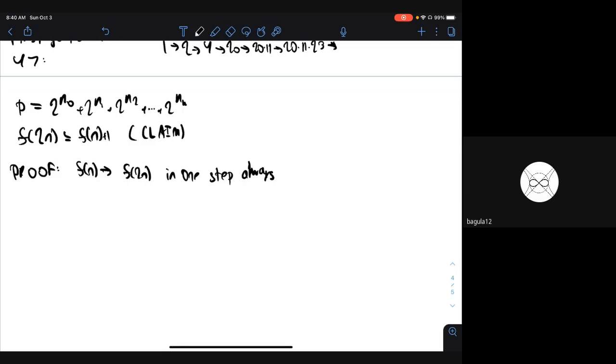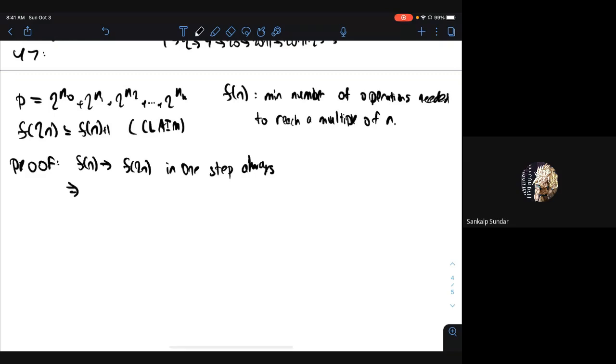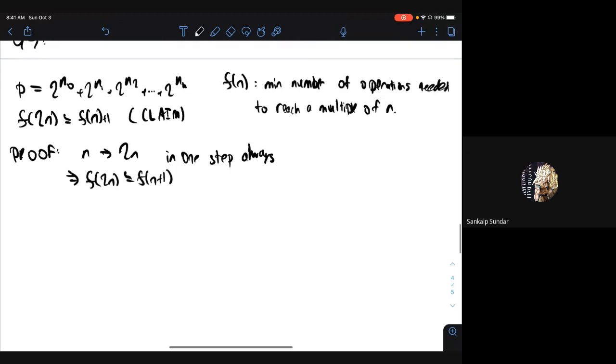What does the function f represent? Oh yeah, okay. So this is fine. So that's less than or equal to, right? This just implies that f of 2n is less than or equal to f of n plus 1. I meant to write n to 2n like this. So this is what we have.